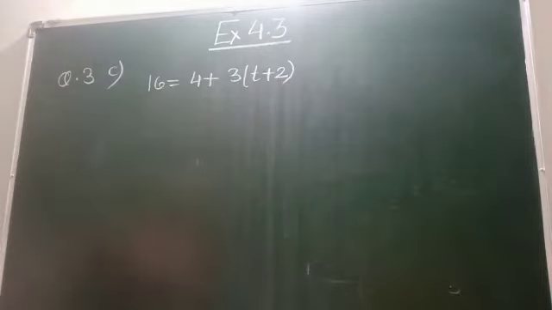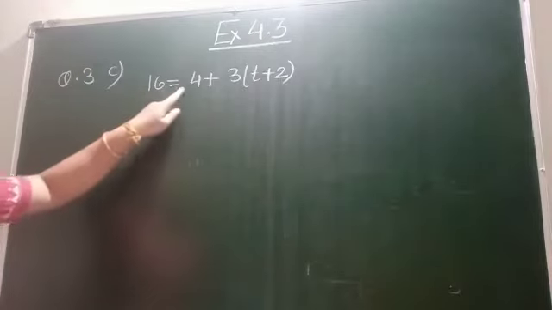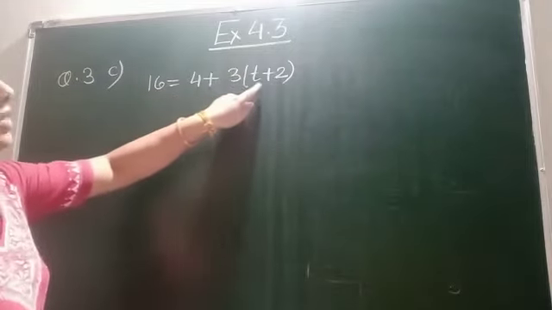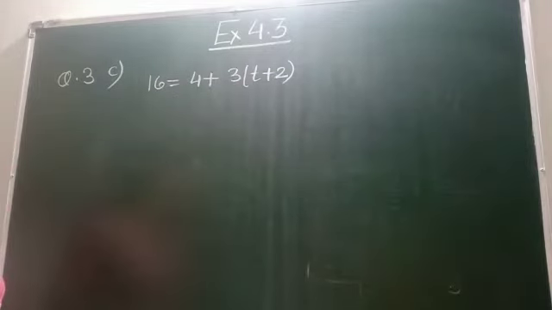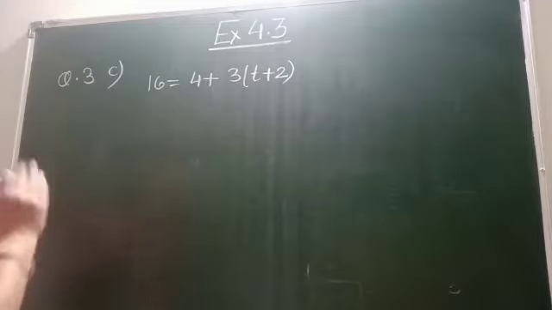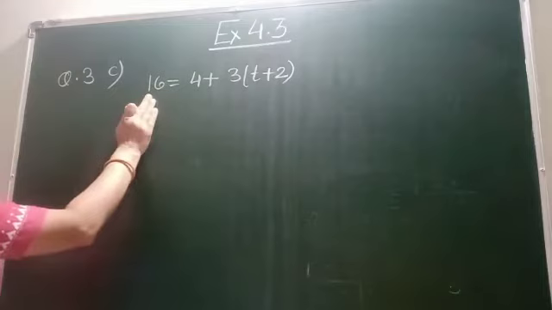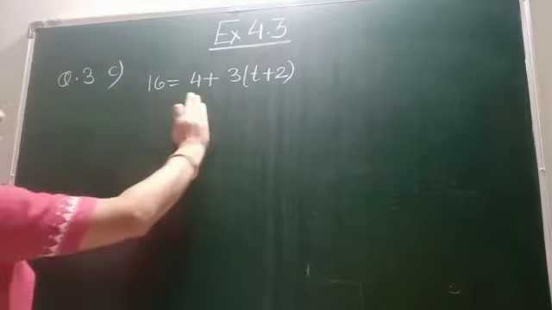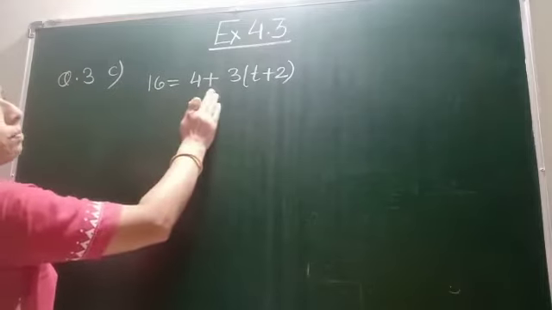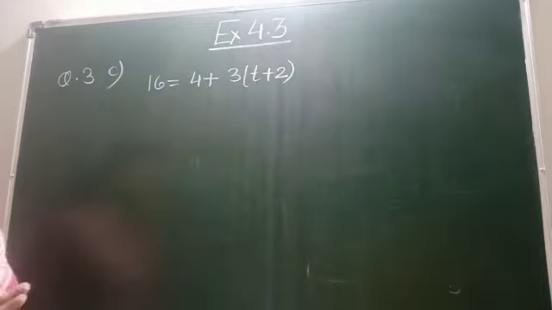C part of this question is 16 equals 4 plus 3 within bracket t plus 2. Once again look at this question, student. As you can see here, on the left hand side there is only 16 and on the right hand side there is 4 plus 3 within bracket t plus 2. So what will we do?